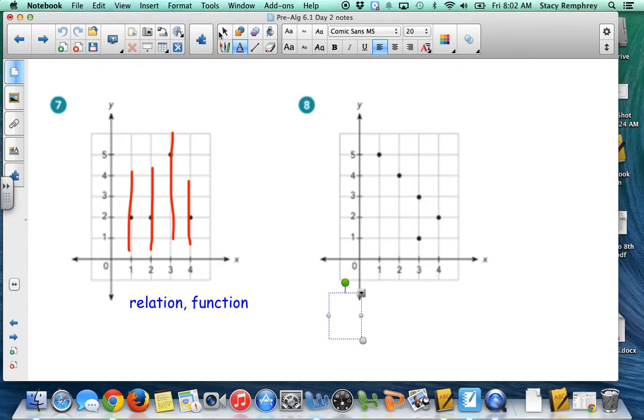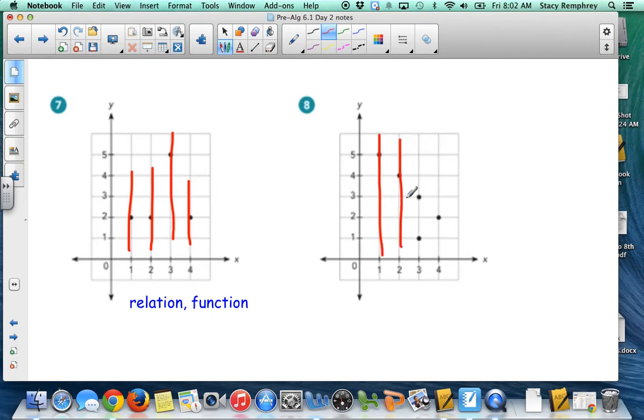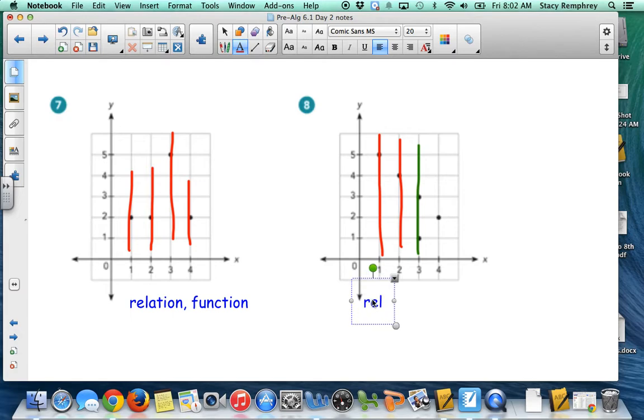Over here, if I drop vertical lines, that one's okay, that's okay. But now, look at that one, I hit 2 points. So this one is a relation because it's a bunch of ordered pairs, a bunch of points, but it is not a function, so it's only a relation.